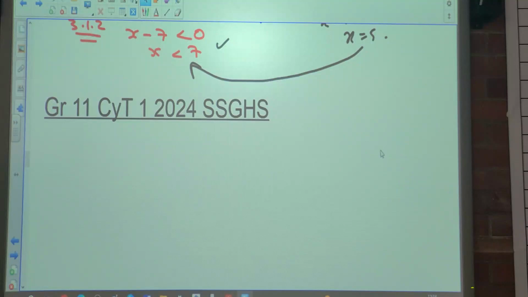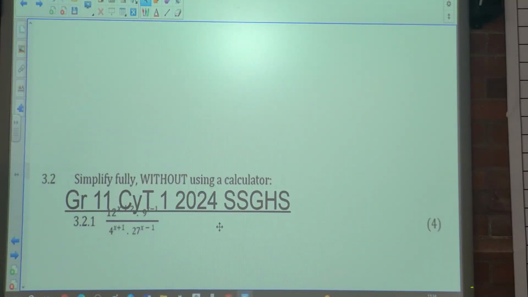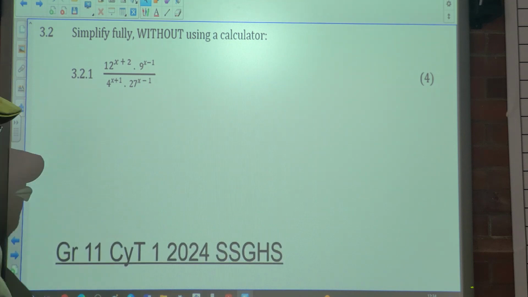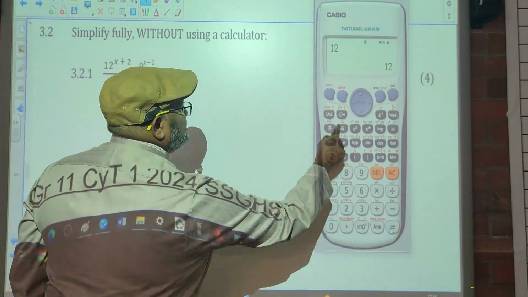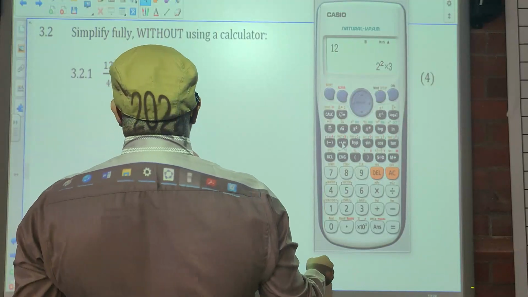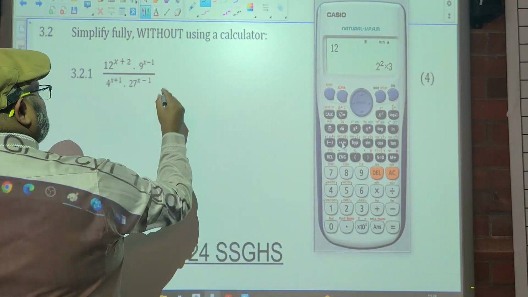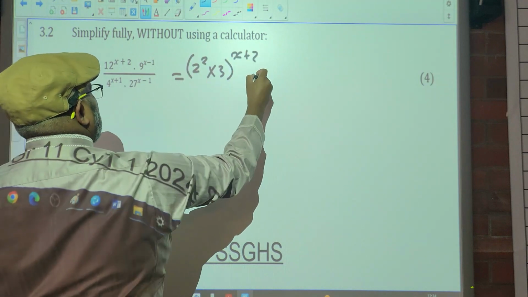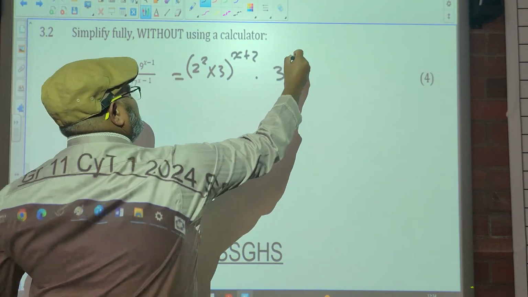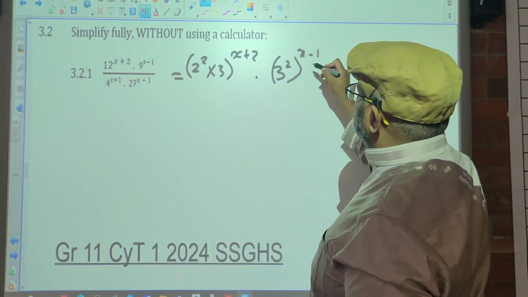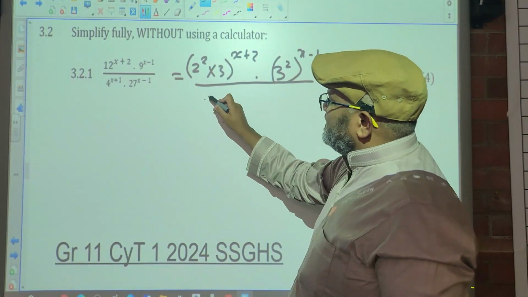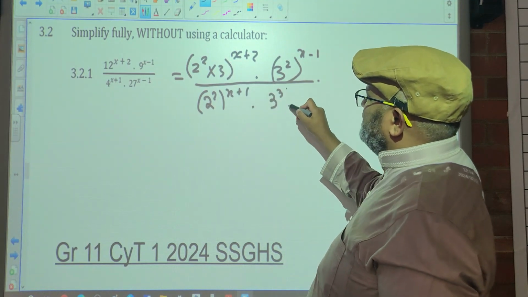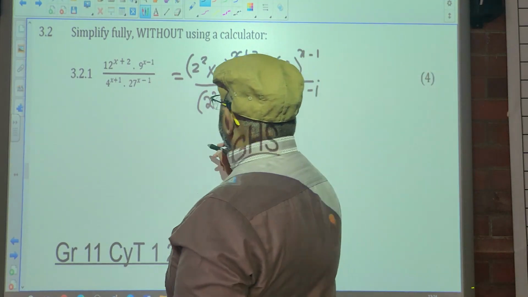Let's look at the next question, 3.2. Simplify fully without use of a calculator. 12 can be written as 2 squared times 3. So it's going to be 2 squared times 3 raised to the x plus 2, times 9 written as 3 squared raised to x minus 1, over 4 written as 2 squared raised to x plus 1, times 27 as 3 cubed raised to the x minus 1.